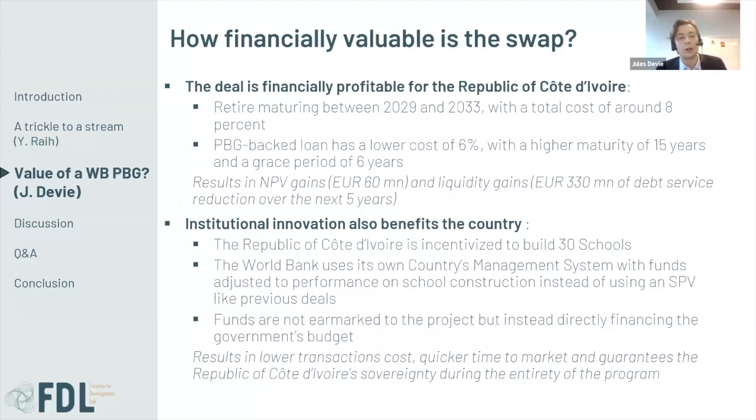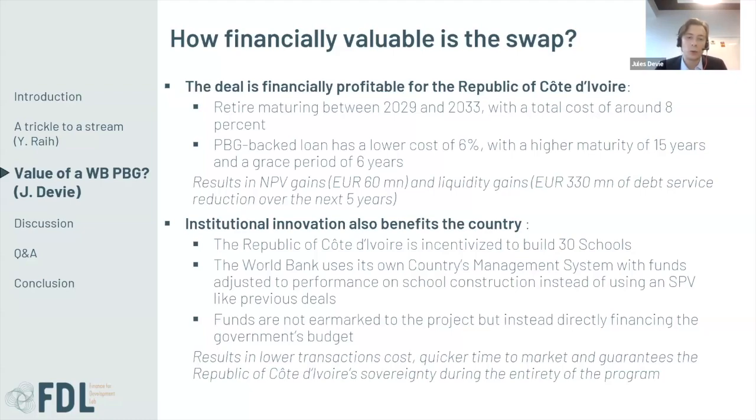So this is where the mechanics of the financial gains come from, and you see this pretty well documented in this case by the World Bank, and we've written the calculation, that Côte d'Ivoire benefits in NPV gain, so on the stock of debt, by a 60 million reduction, and also in liquidity gains, so on debt servicing, with savings of around 330 million over the next 5 years.